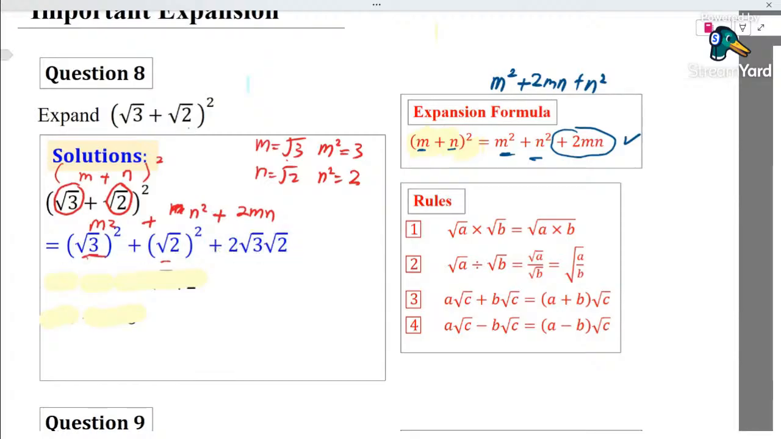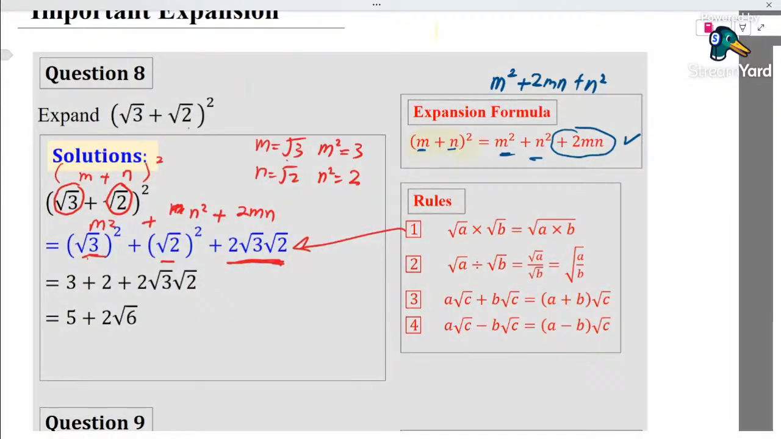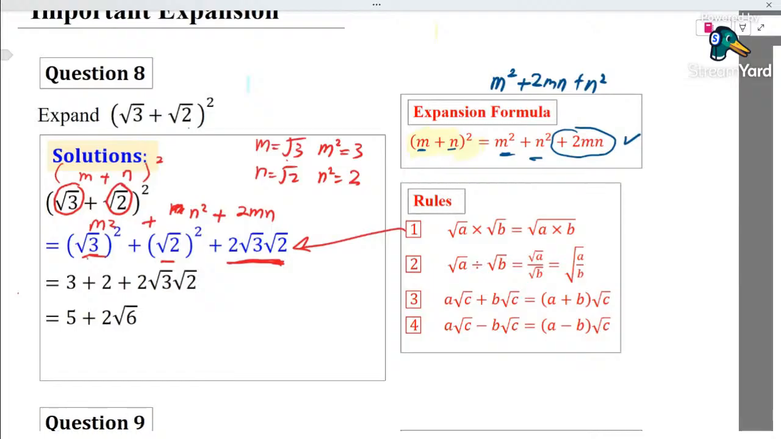Then the square part there, it will be 3 plus 2. The square root part here, apply rule number 1 on this. Square root 3, square root of 2. I will get the answer, multiply, and turn out to become 2 times square root of 6. Simplify 3 plus 2, 5. There goes the answer. So by right, you can get the answer in 2 or 3 lines only. You don't have to do too long an expansion if you know that.